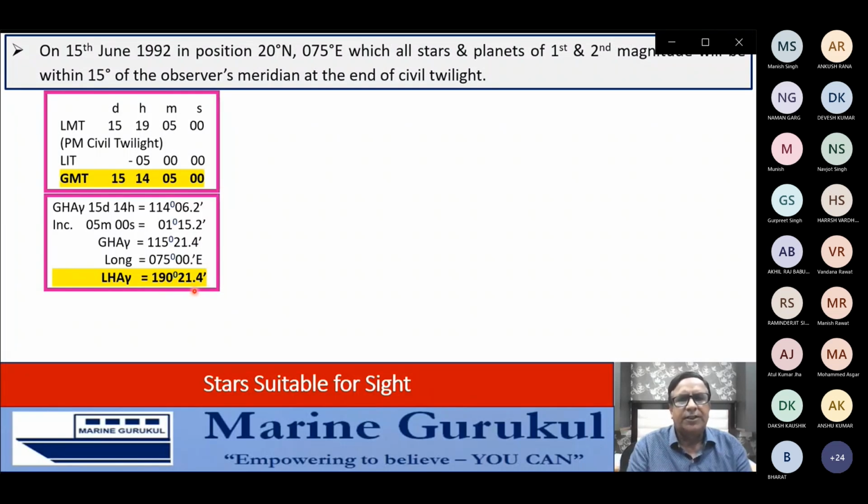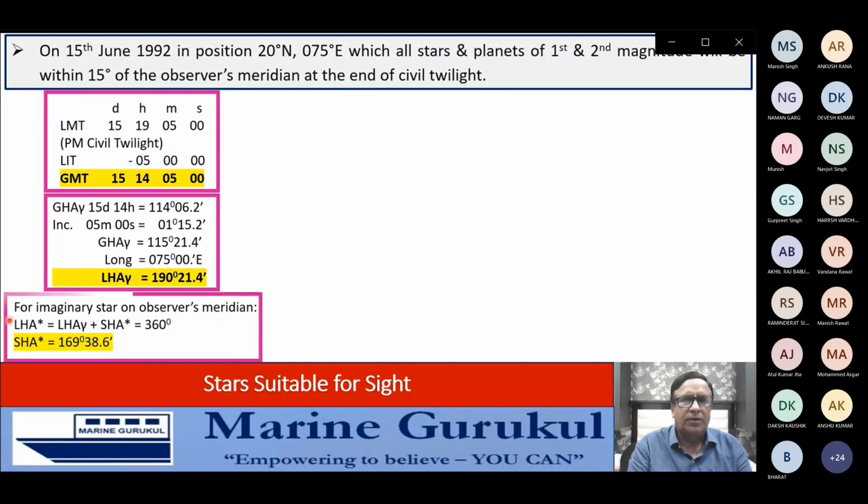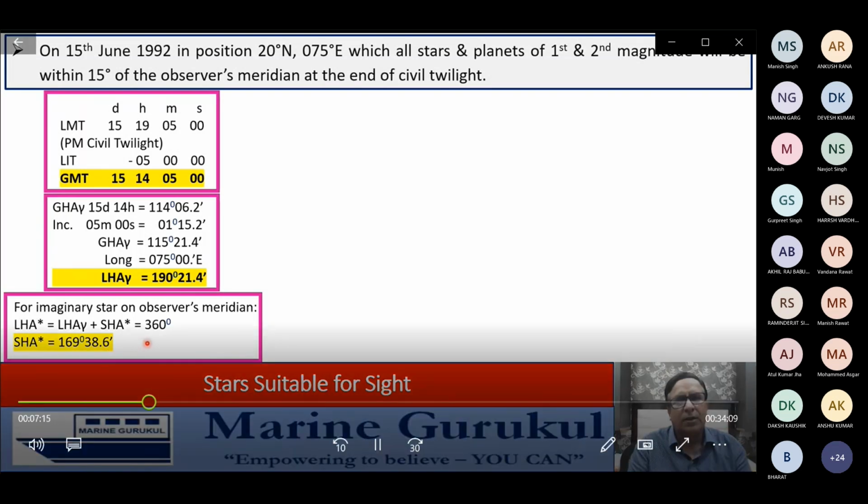Now using this LHA Aries, we calculate the SHA of an imaginary star, which is on the observer's meridian. And we know that if the star is on the observer's meridian, its LHA is 360 and it's equal to LHA Aries plus SHA star. Using the value of this calculated LHA Aries, we get the SHA of this imaginary star to be 169 degrees, 38.6 minutes. And this star is assumed to be on the observer's meridian.